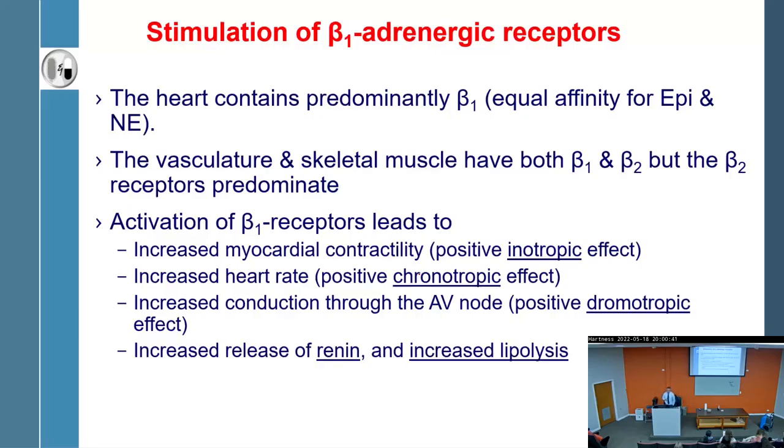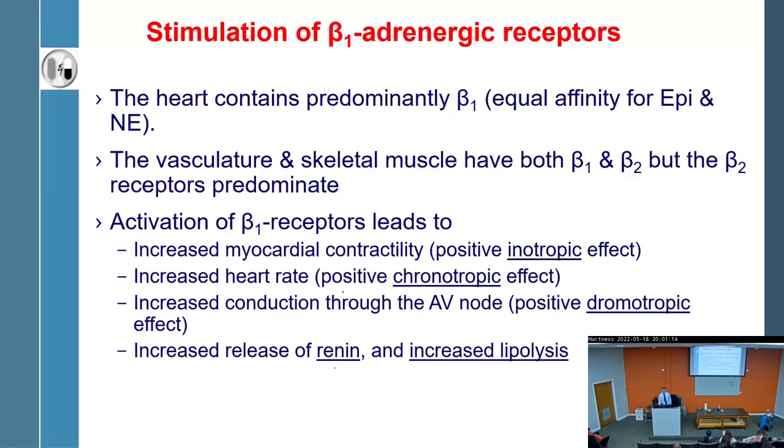Okay? So there are many conditions like heart failure, hypertension even, and some others where drugs that interfere with the system are very important. We'll talk about that very heavily in 611 next year. But in the heart, we have a lot of beta receptors. Beta receptors control all the cardiac function.